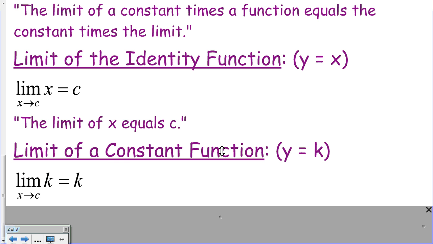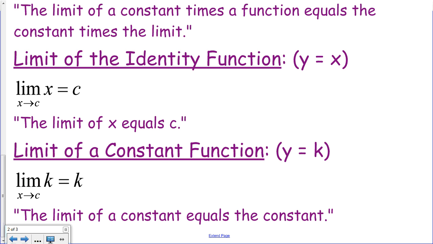Now again, if you go back to the definition of a limit, it said that the limit is the y value. And if we're talking about the constant function, it's just a horizontal line, so our y value is the same. It's equal to k everywhere. It really doesn't matter what x is approaching. We're always going to approach the same value of k every single place. So that's why the limit turns out to be k. Or in other words, we can read that off here as the limit of a constant equals the constant.